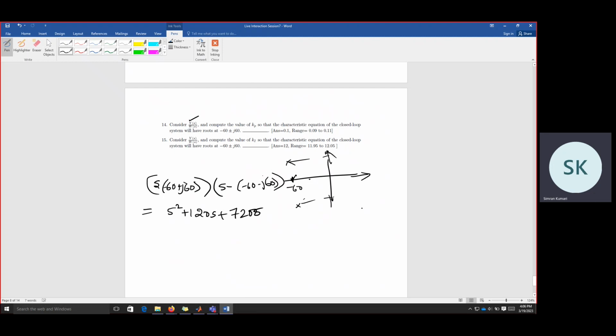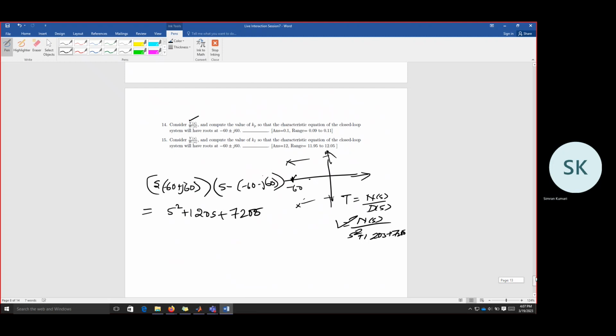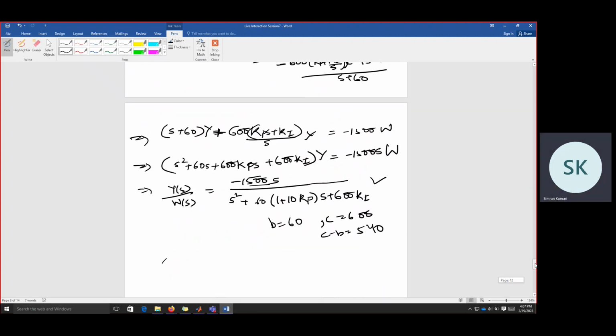When we write the closed loop transfer function, that is N(s) by D(s), whatever N(s) is, D(s) will be s squared plus 120s plus 7200. So this is what we know about this closed loop system. Now we had found the transfer function for Y(s) given W(s).